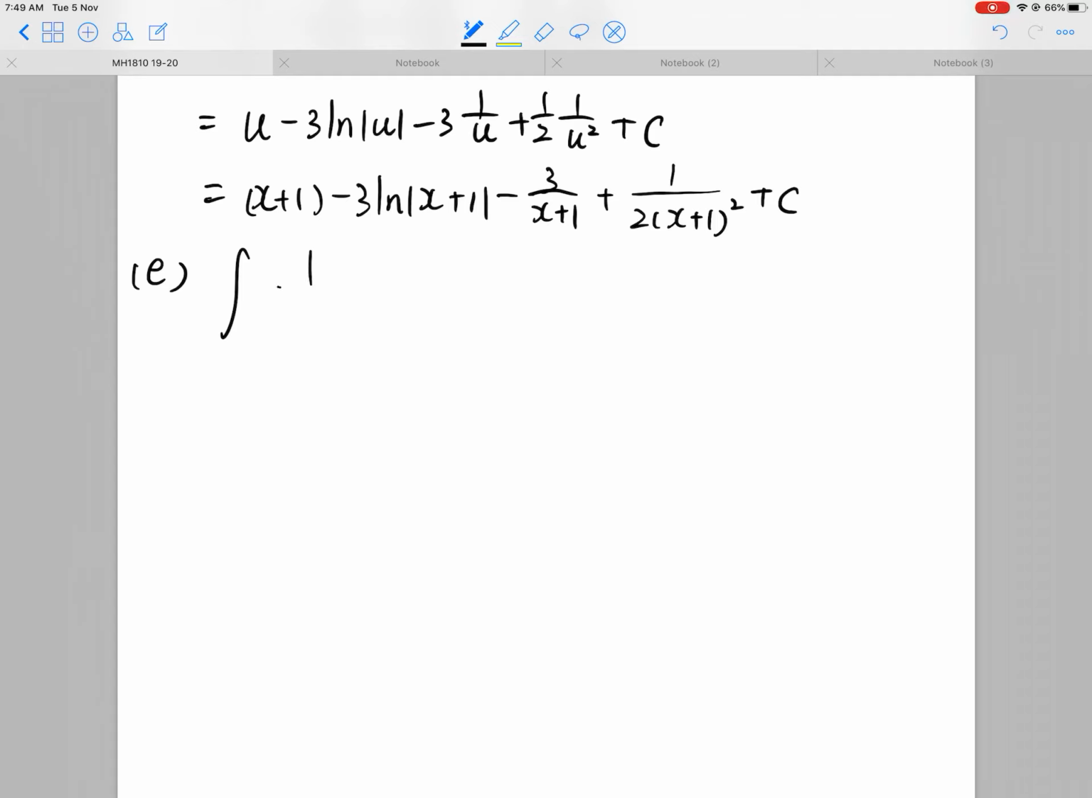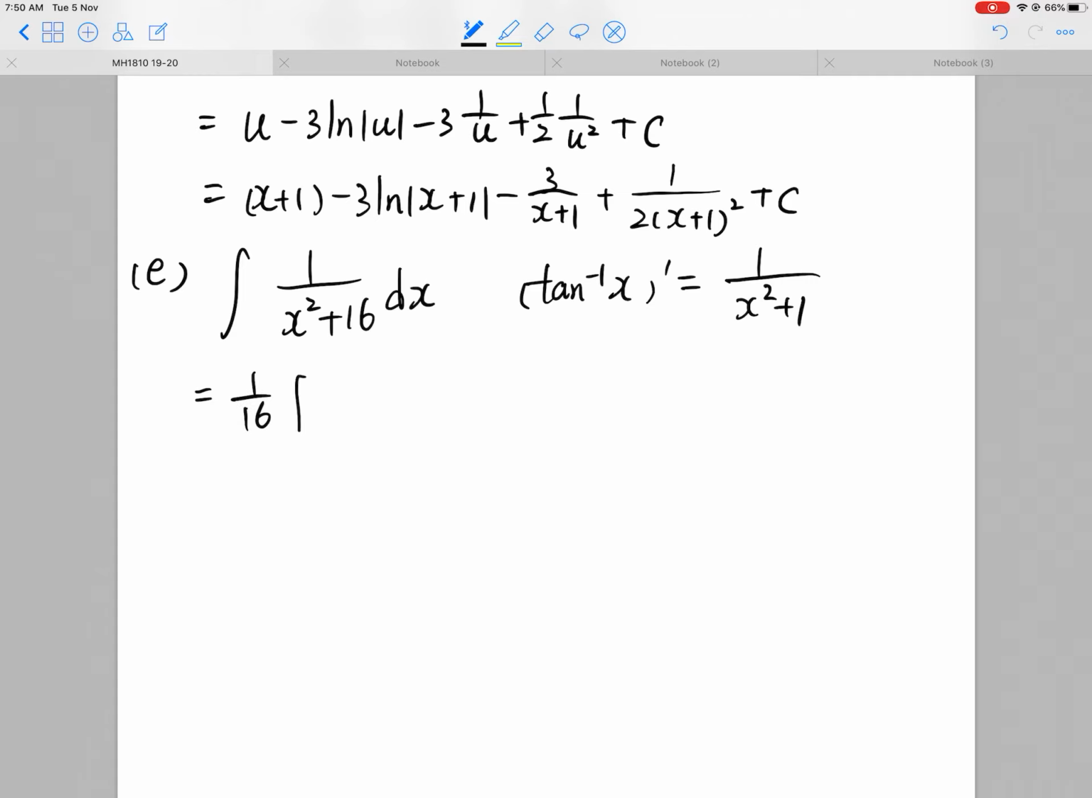Let's do part D. 1 over x squared plus 16. Okay, notice that the derivative of tangent inverse x is 1 over x squared plus 1. So it's kind of similar, but slightly different because here you have 16. So what we should do is divide by 16 on both sides, right?